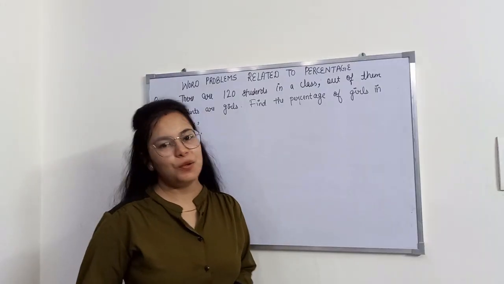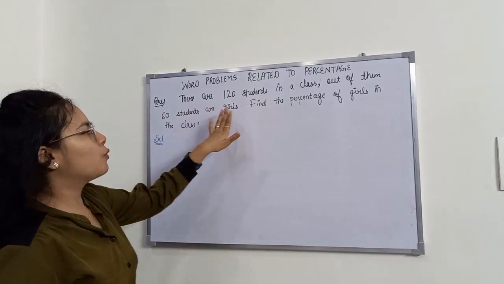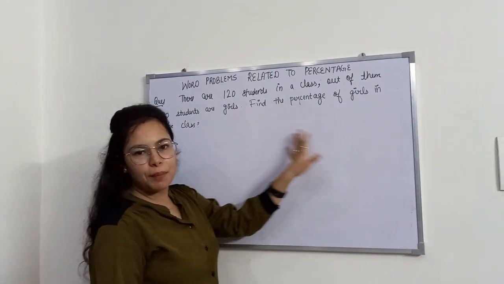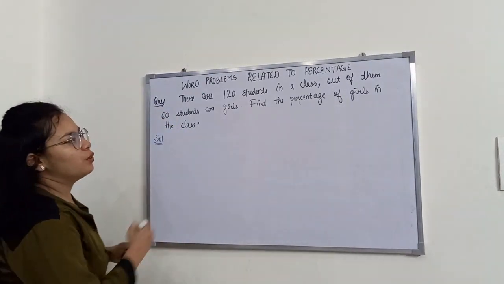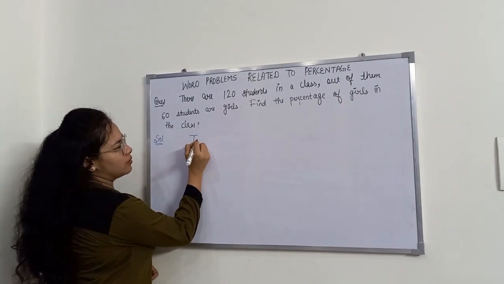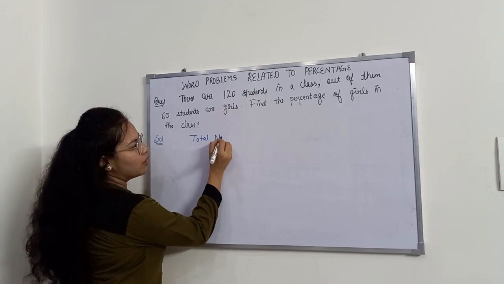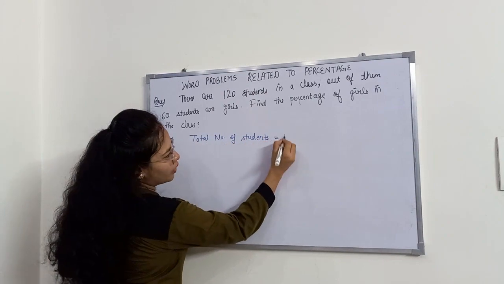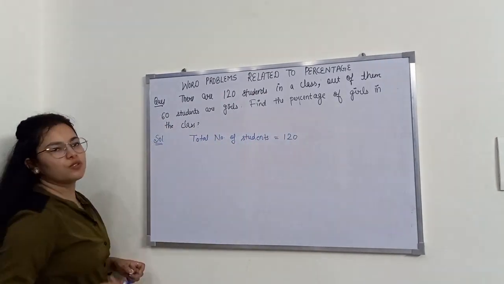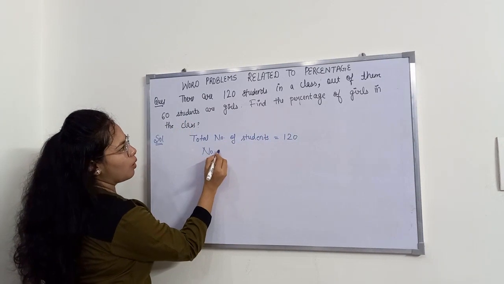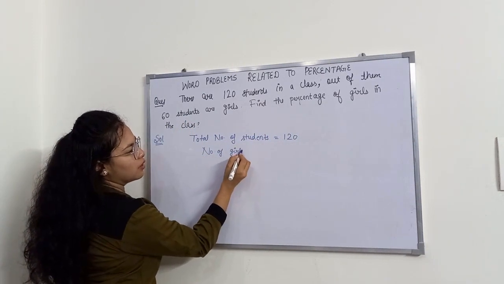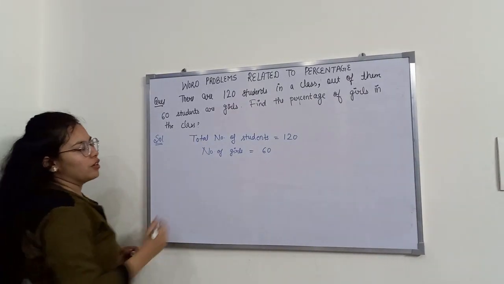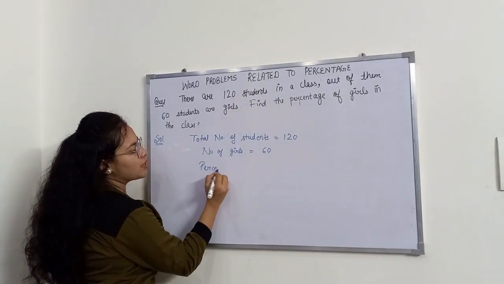Let's discuss a new example. There are 120 students in a class. Out of them, 60 students are girls. Find the percentage of girls in the class. So first write what is given: total number of students is 120. Out of them, 60 students are girls. That means number of girls is equal to 60. So we have to calculate the percentage of girls. Do you guys remember the formula of percentage?